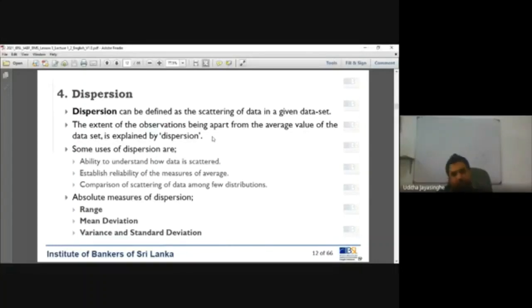indicators to understand a particular data set, whether it is scattered towards one central point, towards zero, towards the midpoint, towards an extreme end, or whether it's nicely and evenly distributed. That's the idea of dispersion. Third point, some uses of dispersion are its ability to understand how data is scattered, what we discussed. We need to get an understanding of a randomly selected number.